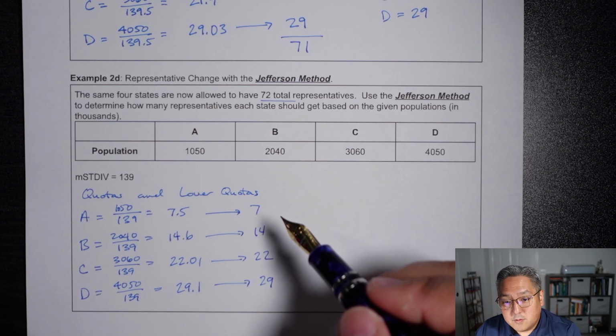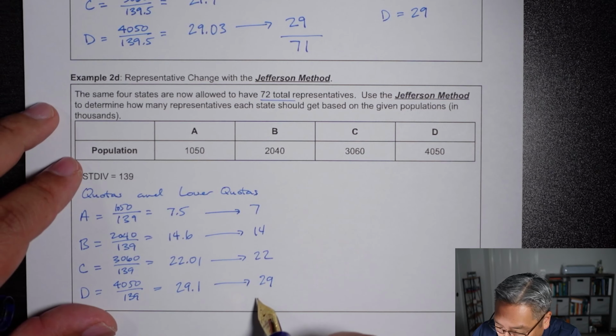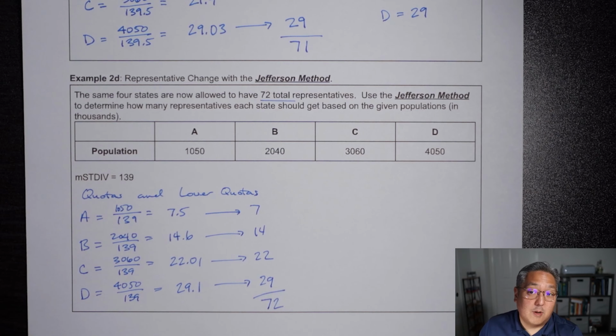Okay, I've gone through and found my lower quotas: 7, 14, 22, 29. If I add those up, I'll get 72, which will match the total number of representatives I was trying to give out. So the Jefferson method in terms of calculation is really easy, but what's interesting is the results and how those results compare to the results we saw before with the Hamilton method.